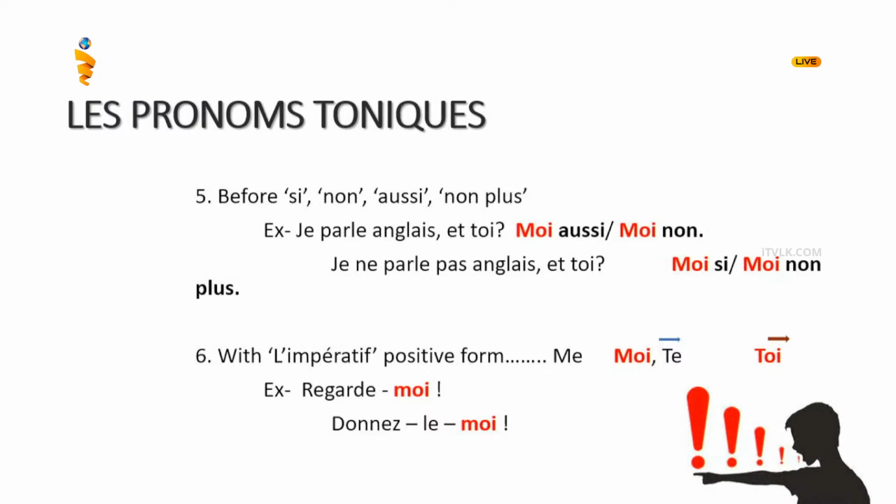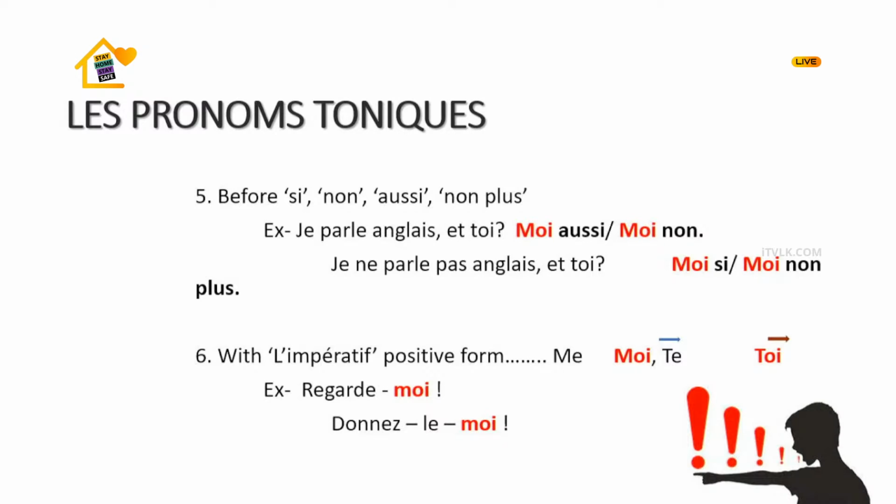We never say je aussi. We never say je non. We have to use pronoun tonic to answer this question. Moi aussi, moi non. Look at the second example. Je ne parle pas anglais. Et toi?